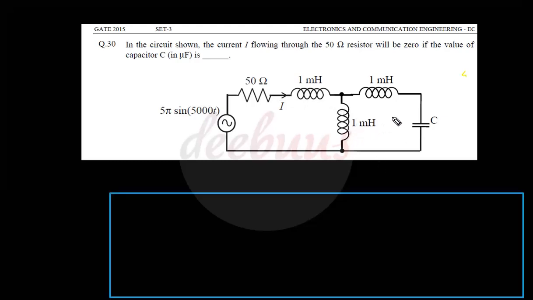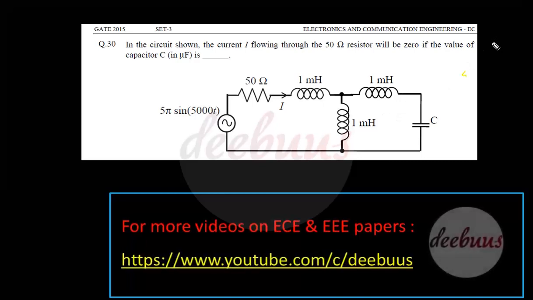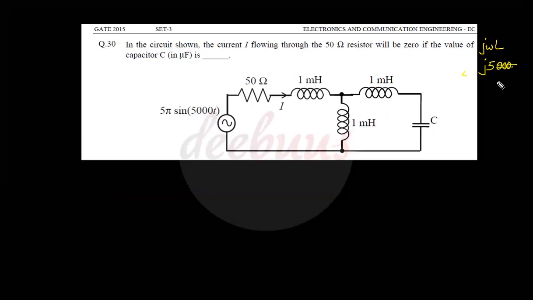Now we can write the effective impedance of the capacitor and the inductor. For the inductor, it is j omega L. Omega is given as sine 5000 t, so omega is 5000. L is 1 millihenry. So j5 is the impedance of the inductor.